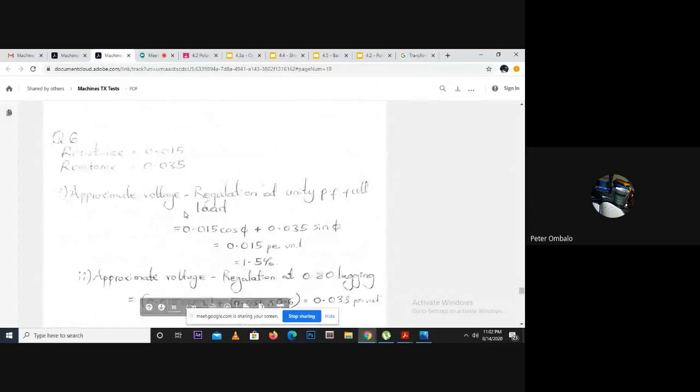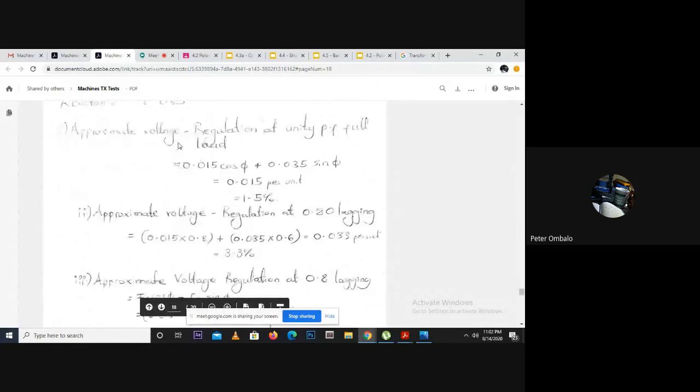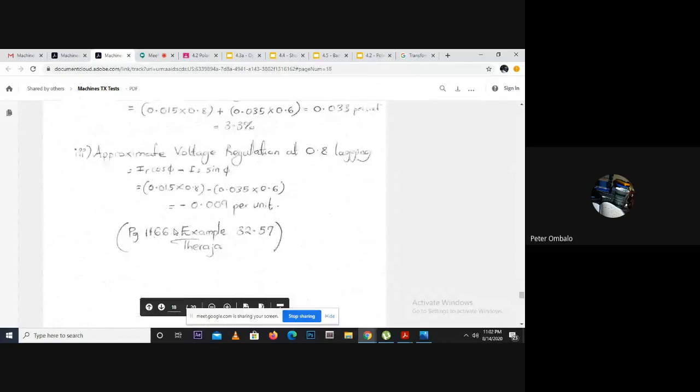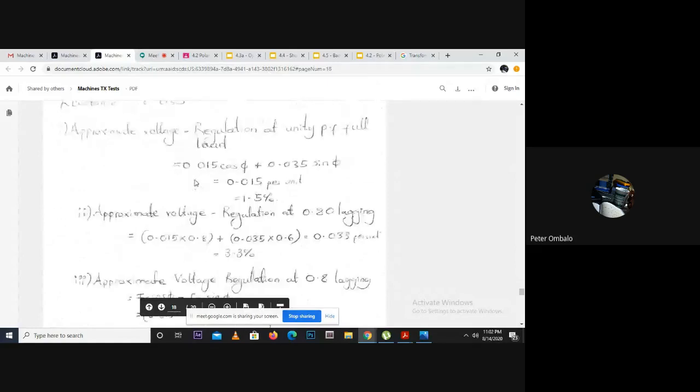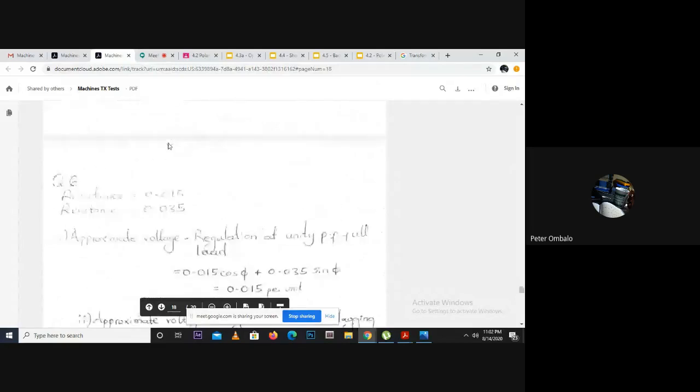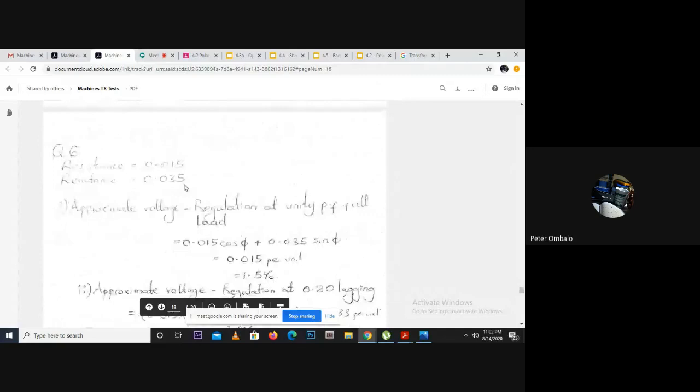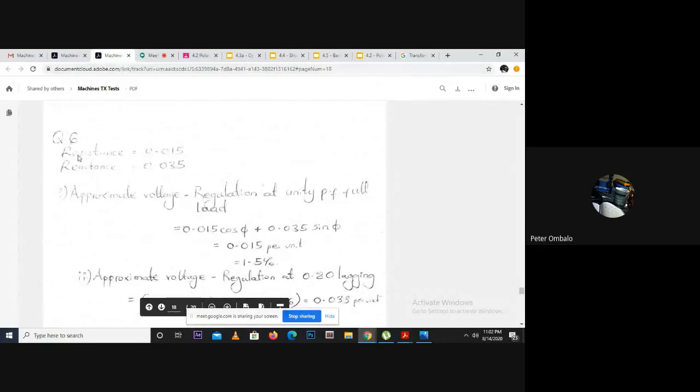Question 6. Question 6 is on page 1166 of Theraja. It's a simple one because we have been given, let me see, where was it? We have been given the resistance in percentage. They said it was 15%, and the reactance in percentage.